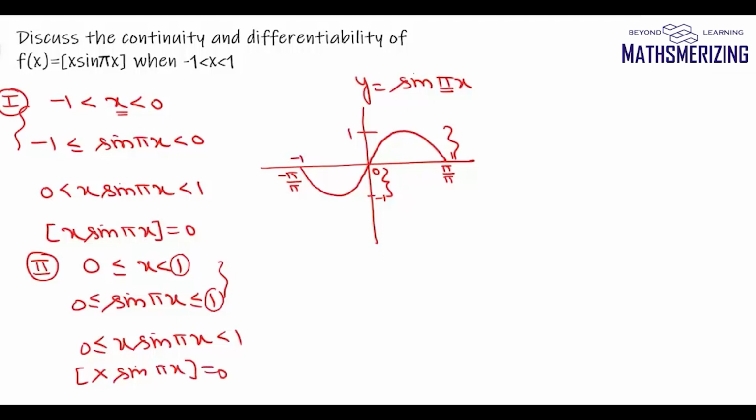is 0. So the given function f(x) in the interval minus 1 to 1 is nothing but a constant function which is 0.